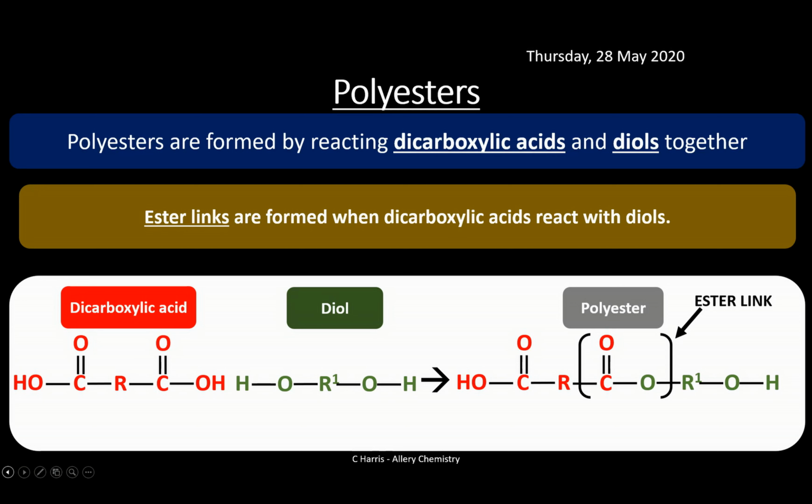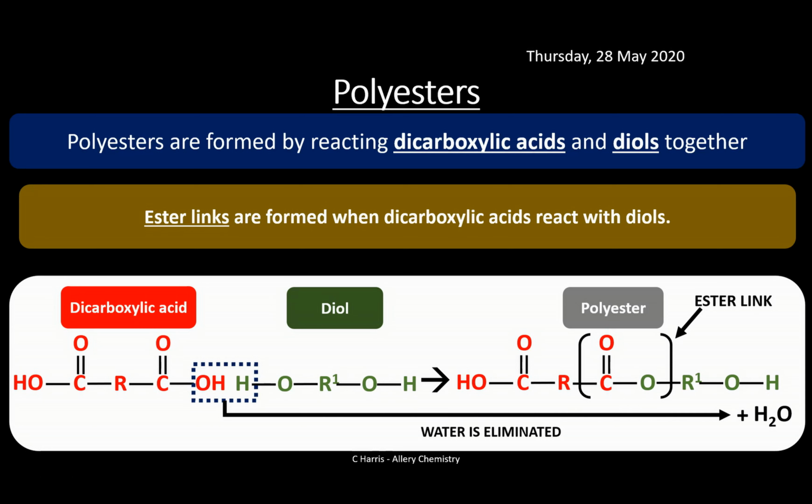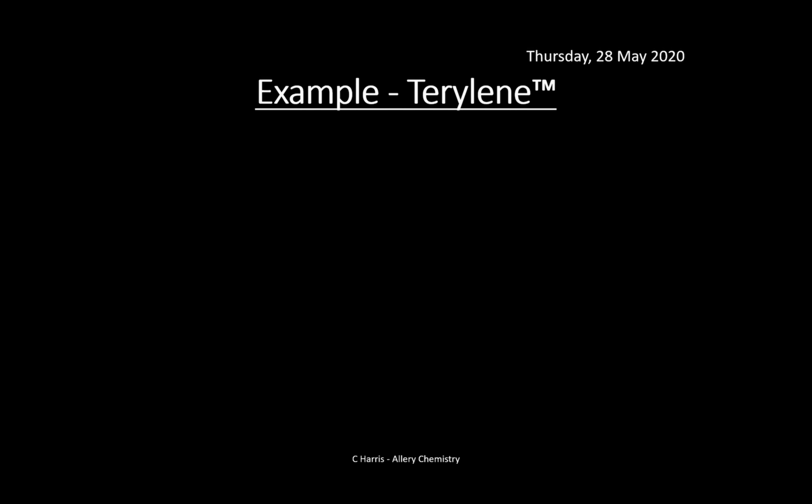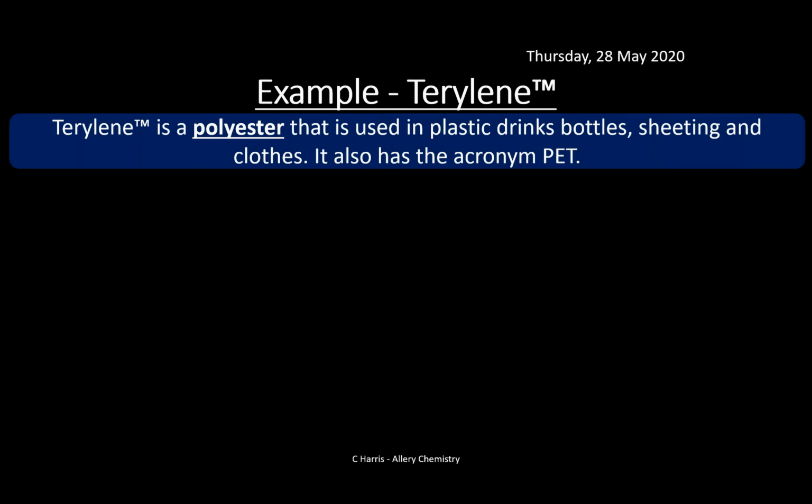And of course, because this is condensation polymerization, water is also eliminated from this reaction. So just as it is for polyamides, it's a similar type of reaction. So let's have a look at an example of a polyester. An example is Terylene. So Terylene is a polyester that is used in plastic drinks bottles, sheeting, clothes, etc.